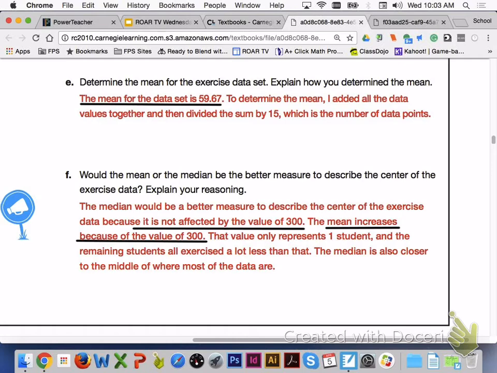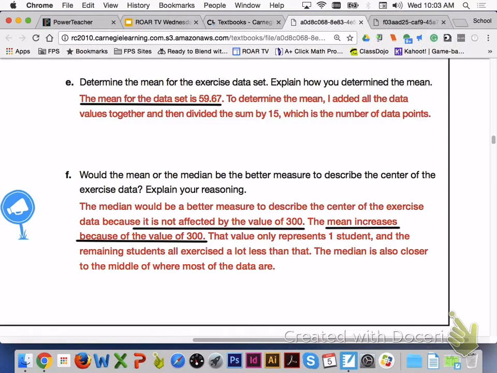For letter E, the mean for the data set is 59.67. In order to determine the mean, you are going to add all the data values together and then divide the sum by 15, which is the number of data points.